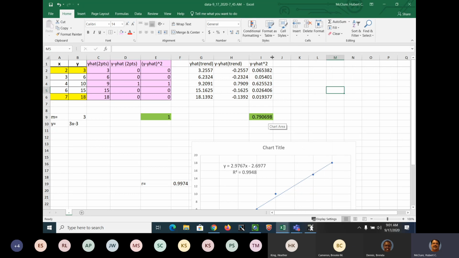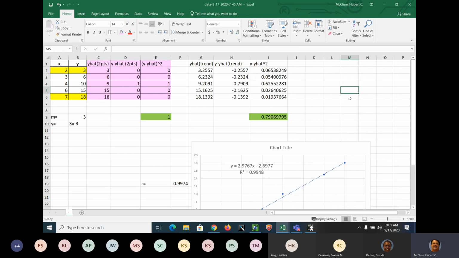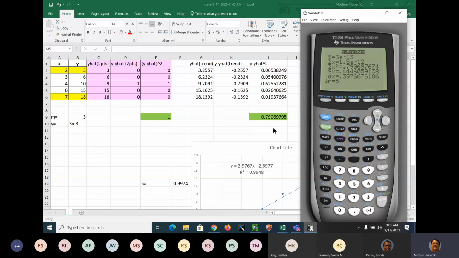And I can expand this a little bit. There. And let's see how they match up. 79069795. 790697. It's a little bit off. I don't know why. Maybe our rounding is off, but they only want 2 or 3 digits. This one's a little bit off. The calculator got 67 and we got 95. All right, that's how you find that.